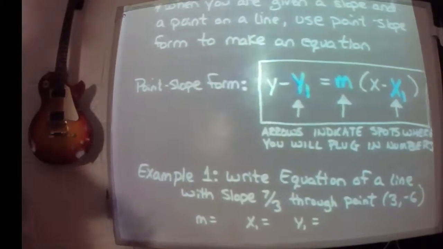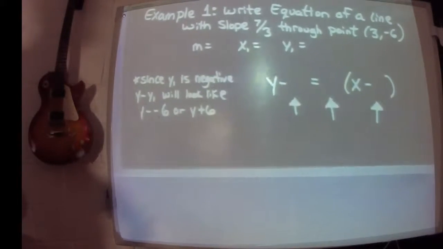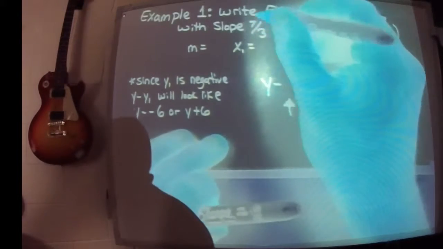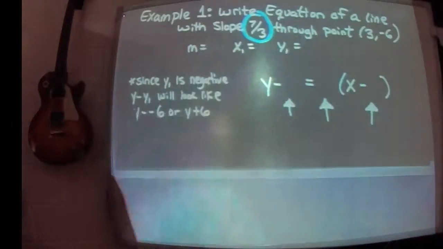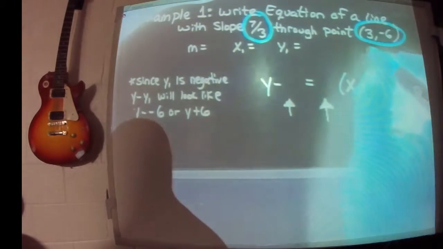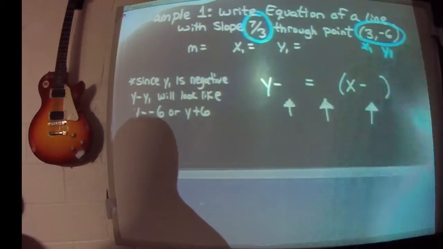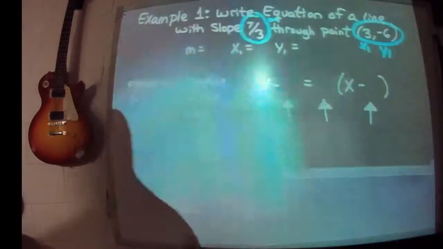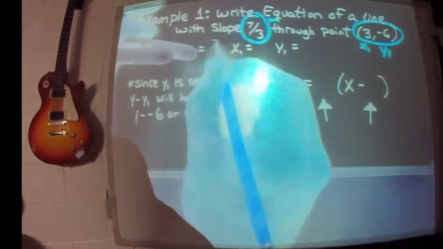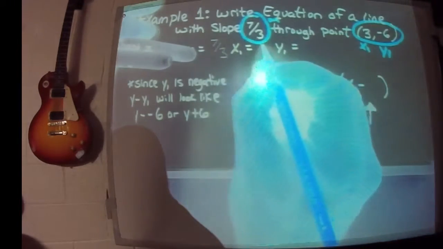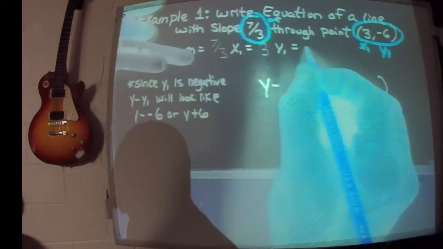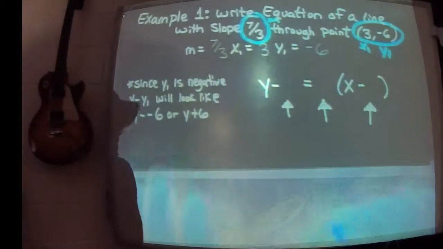So let's just go look at our first example. Write the equation of a line with a slope, circle it, of 7/3 and a point of 3, -6. So this is x1, y1, and this is m. So let's say, what is our m? It is 7/3. What is our x1? It is 3. What is our y1? It is -6.